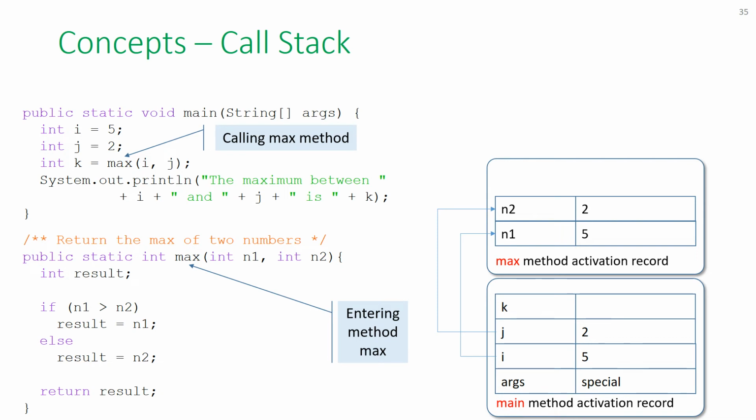And then what else? Well, once we are done dealing with all the parameters, we deal with the local variable. So I have one local variable here, int result. I carve some memory to store result in my activation record for this call to the method max.